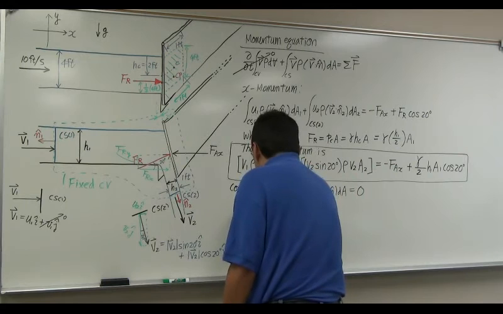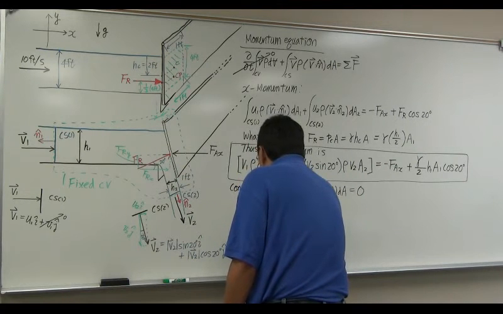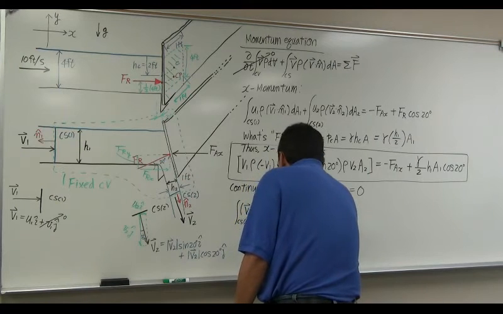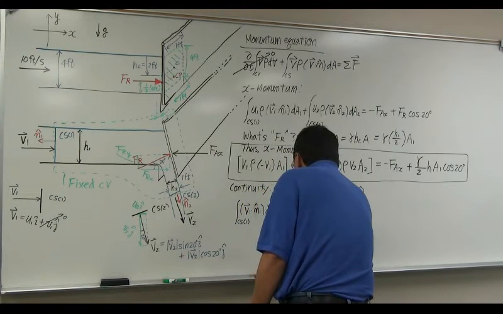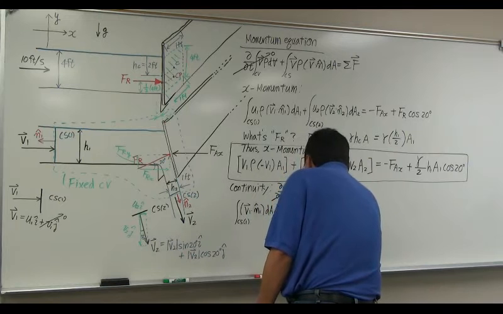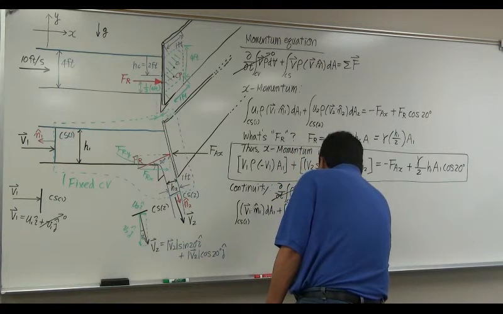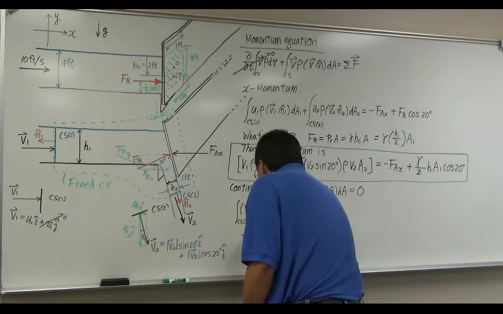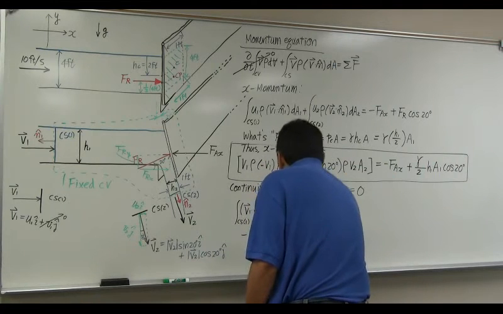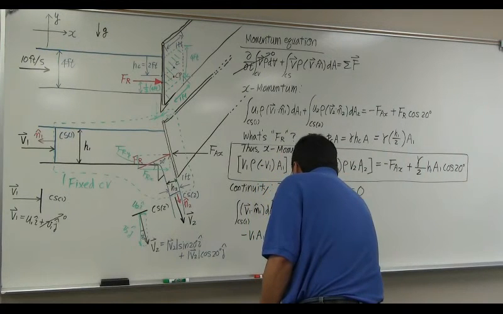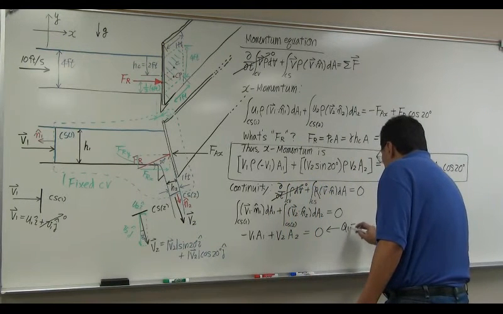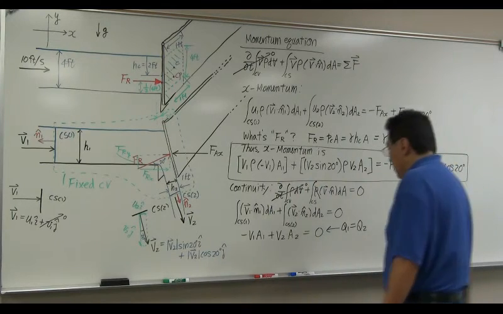This really is control surface 1, V1 dot n1 dA1, plus the integral over control surface 2, V2 dot n2 dA2, is 0. This really tells you this is minus V1 A1, this is V2 A2, is 0. This really is Q1 is Q2. Continuity, right?